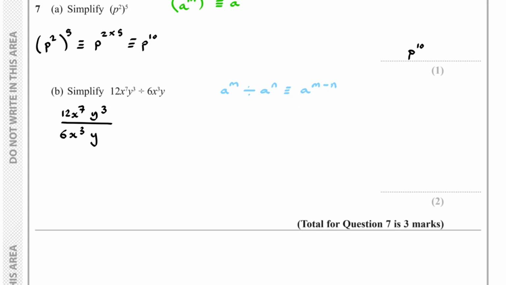So if we use this, 12 divided by 6 is equal to 2. x to the 7 divided by x to the 3 is the same as x to the power of 7 take 3. And then here we've got y to the power of 3 divided by y, which is y to the power of 3 take away 1. So if we tidy this up a bit, we have 2x to the 4 y squared.